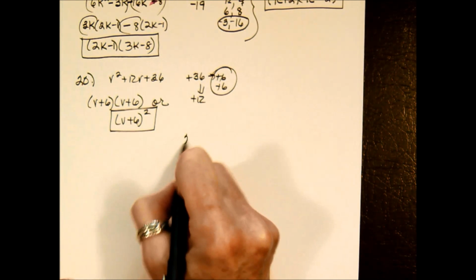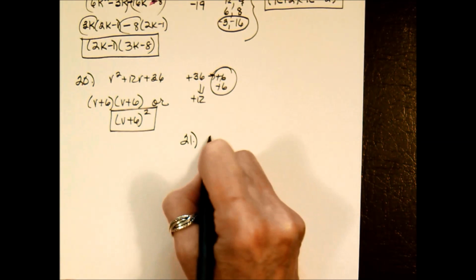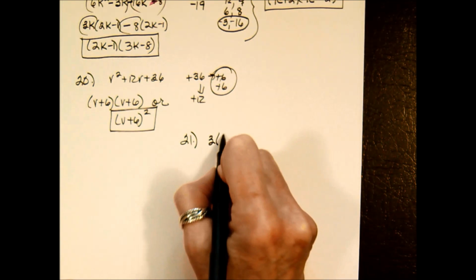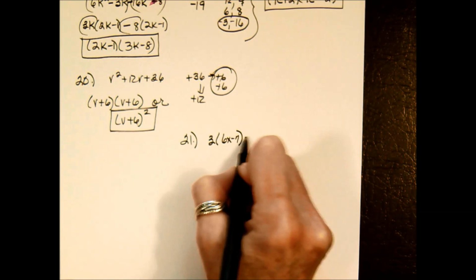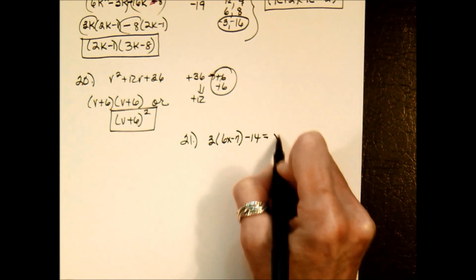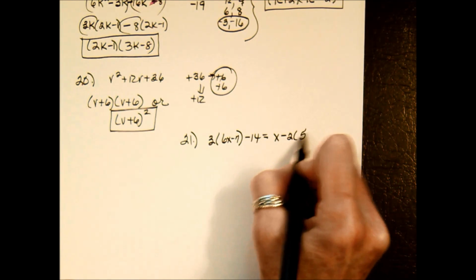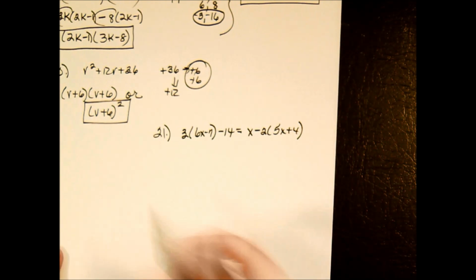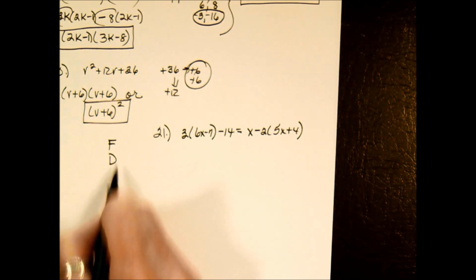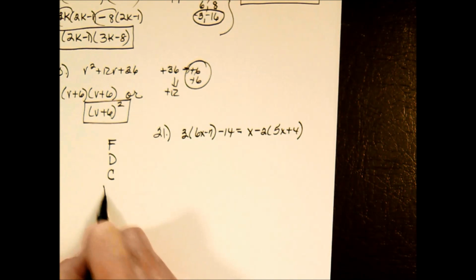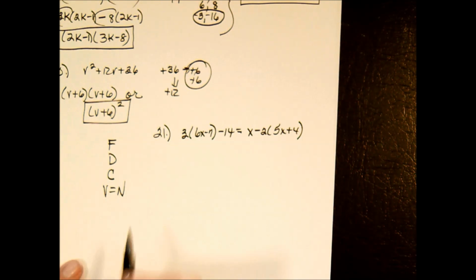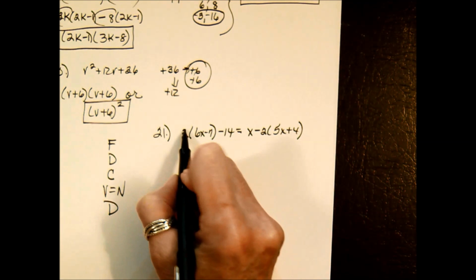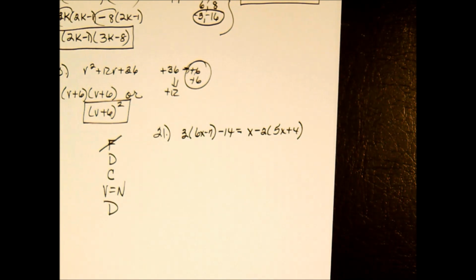It was something times itself. And finally, number 21 is a solve. 3 times 6x minus 7 minus 14 equals x minus 2 times 5x plus 4. Our steps for solving are get rid of fractions, distribute, combine like terms, get variables equal to numbers, and divide. So let's distribute because there are no fractions. So distribute that 3.